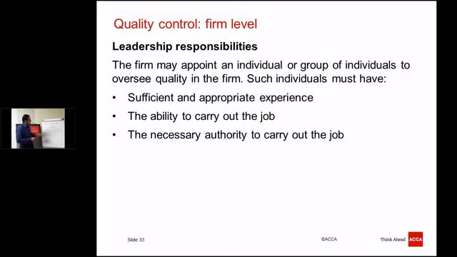So the way that ISQC 1 is being applied in different jurisdictions, from a bigger country to a smaller country, can vary a lot. And similarly, it will also vary from the bigger firm to the smaller firm. So in bigger firms, you would see whole departments that are working on this, and in the smaller firms, there may just be one person who is looking at all of these things.